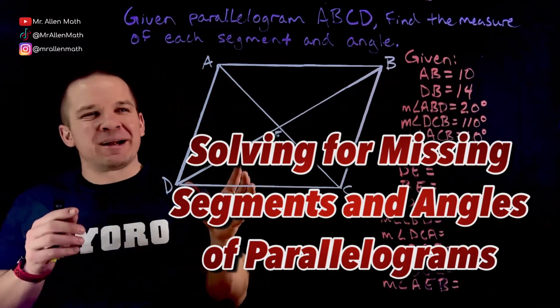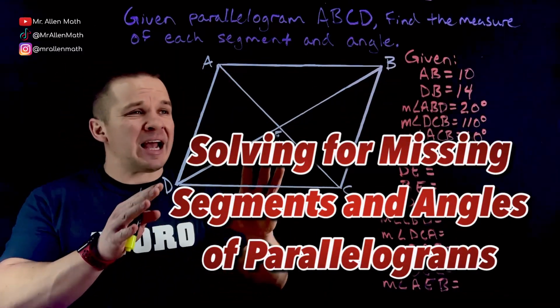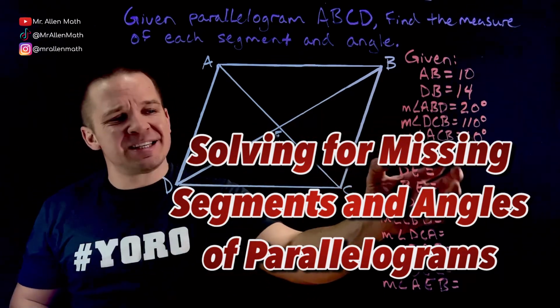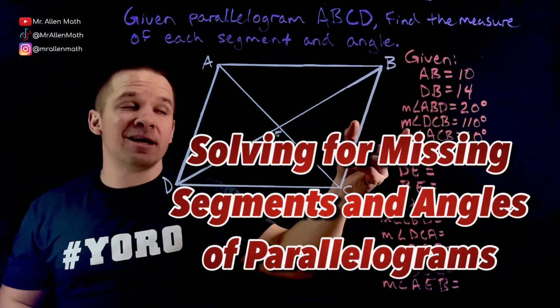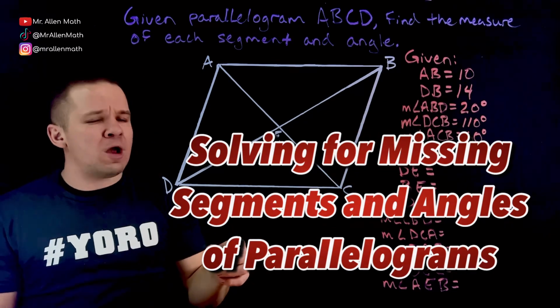Mr. Allen here, and we're about to solve this dope problem involving a parallelogram. We're going to try to find some segments and some angle measures given some segment and angle measures. Woo! It's going to be dope.